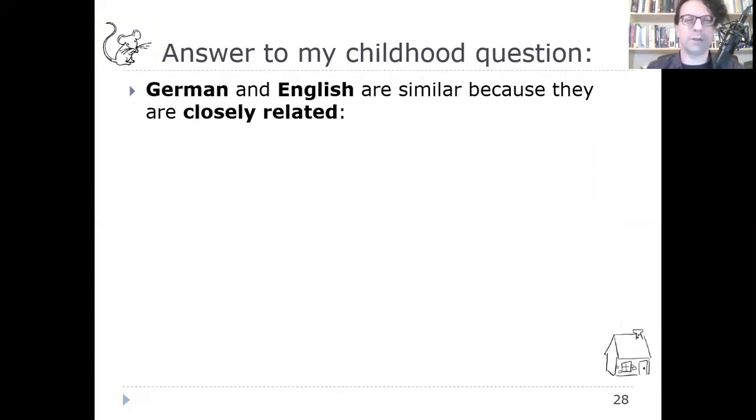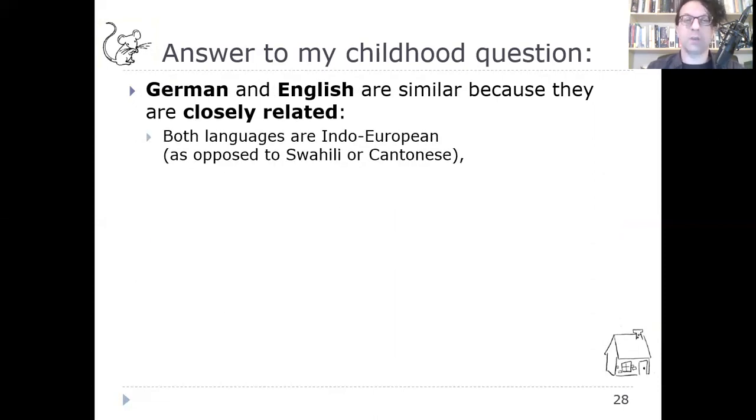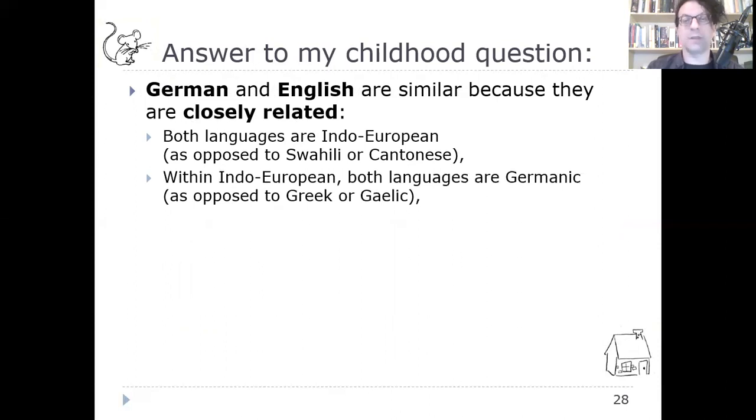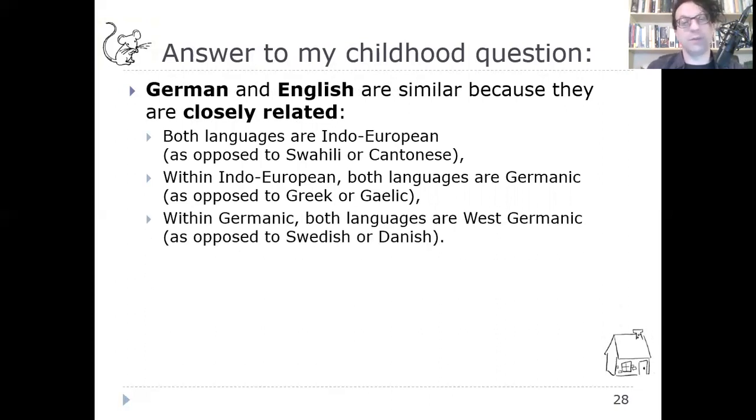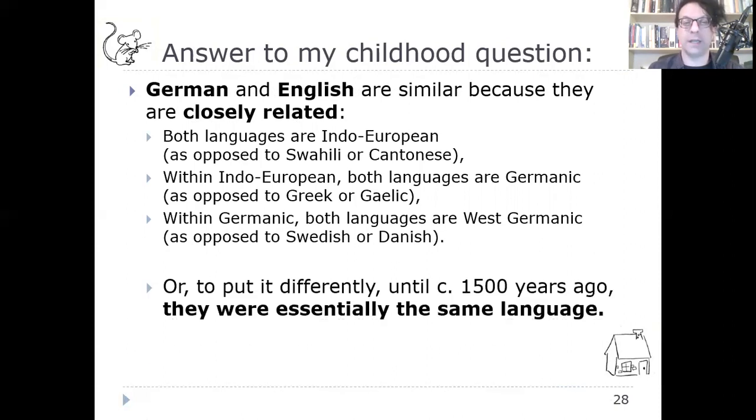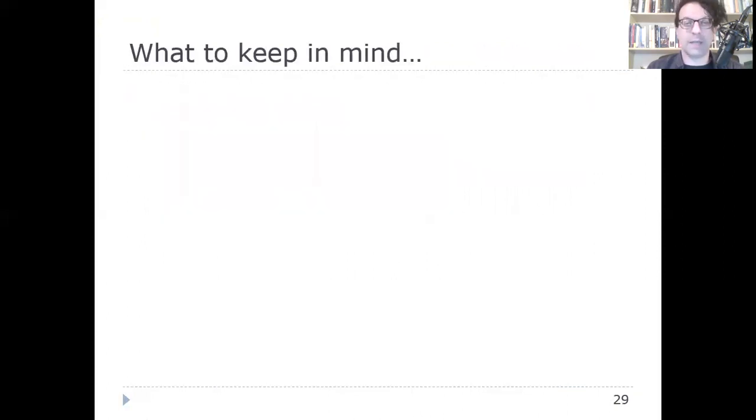So in a nutshell, to answer my childhood question, well, my possible childhood question if I had been a miracle child, German and English are similar because they are closely related. German and English are Indo-European languages. German and English are both Germanic languages within the Indo-European language family. And German and English are both West Germanic languages even. So as opposed to Swedish or Danish, which are North Germanic, English and German are even more closely related than they are to Swedish, for example. Or to put it differently, until about 1,500 years ago, English and German were essentially the same language.